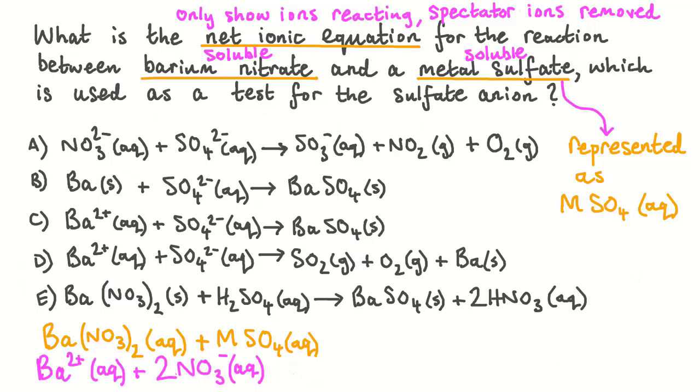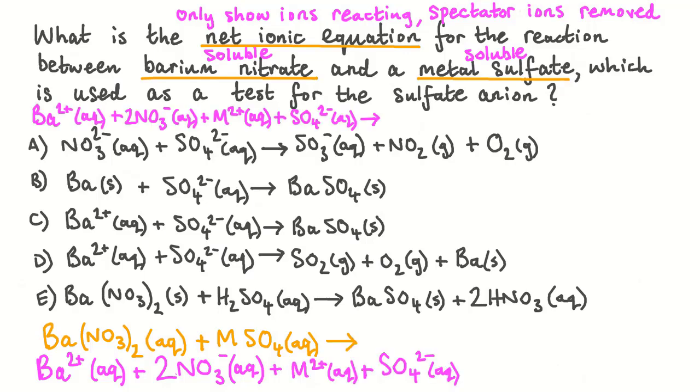When 1 mole of barium nitrate is dissolved in water, it yields 1 mole of barium 2+ ions and 2 moles of nitrate ions. These are aqueous ions. When our soluble metal sulfate, represented as MSO4, is added to water, it will yield 1 mole of M2+ ions, aqueous, and 1 mole of SO4 2- ions, also aqueous. Now we have a complete list of reactant ions, we can consider what happens to them during the course of this reaction.